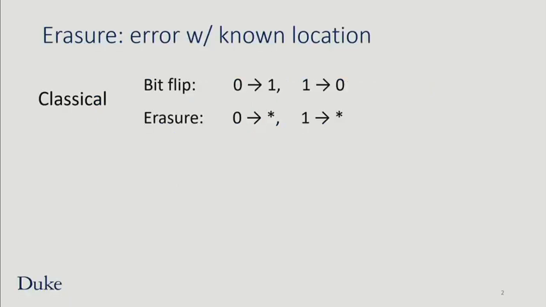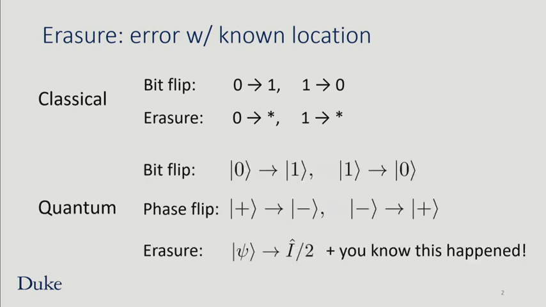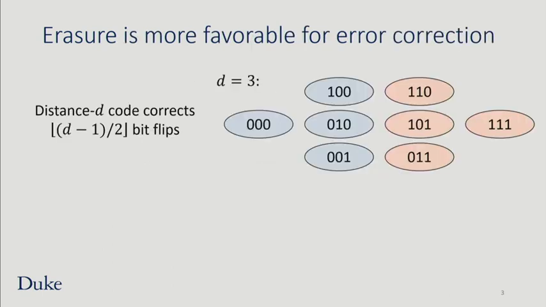So erasures are errors with known location. In the classical case, we think of bit flips, 0 becoming 1, 1 becoming 0. But we also think of erasures, where 0 and 1 both become some eraser mark, let's say. And in the quantum case, we usually think of bit flips and phase flips. But we can also think of erasures, which is the qubit state becoming a known state, such as the maximally mixed state. And crucially, with the additional information that this happened at this qubit. And that's really good for error correction. The location information is important.